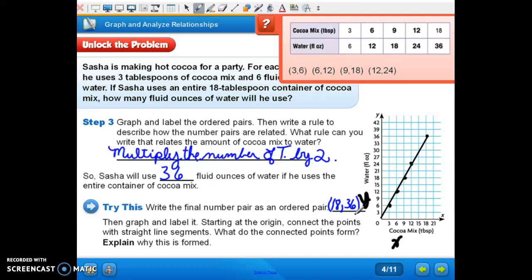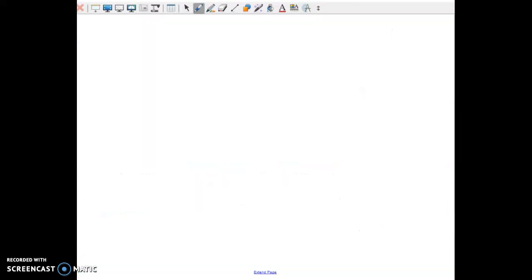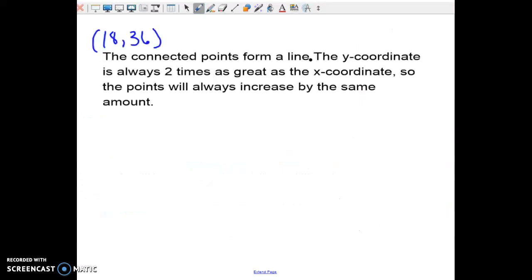I'm going to go to a new page so I can type this in. Okay, so on that line below the write the final number, the little purple dot, you should have written your ordered pair, 18, 36, and then your explanation would be the connected points form a line, which they did if you look at your graph. The y coordinate is always 2 times as great as the x coordinate. So the points will always increase by the same amount.